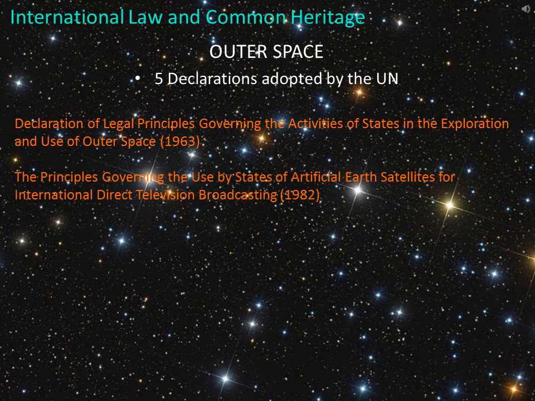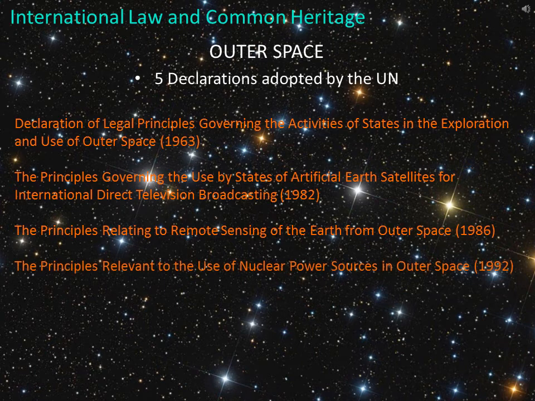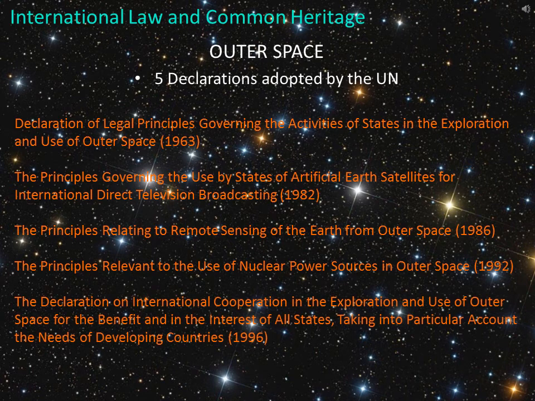The Principles Governing the Use by States of Artificial Earth Satellites for International Direct Television Broadcasting, 1982. The Principles Relating to Remote Sensing of the Earth from Outer Space, 1986. The Principles Relevant to the Use of Nuclear Power Sources in Outer Space, 1992. And the Declaration on International Cooperation in the Exploration and Use of Outer Space for the benefit and in the interest of all states, taking into particular account the needs of developing countries, 1996.